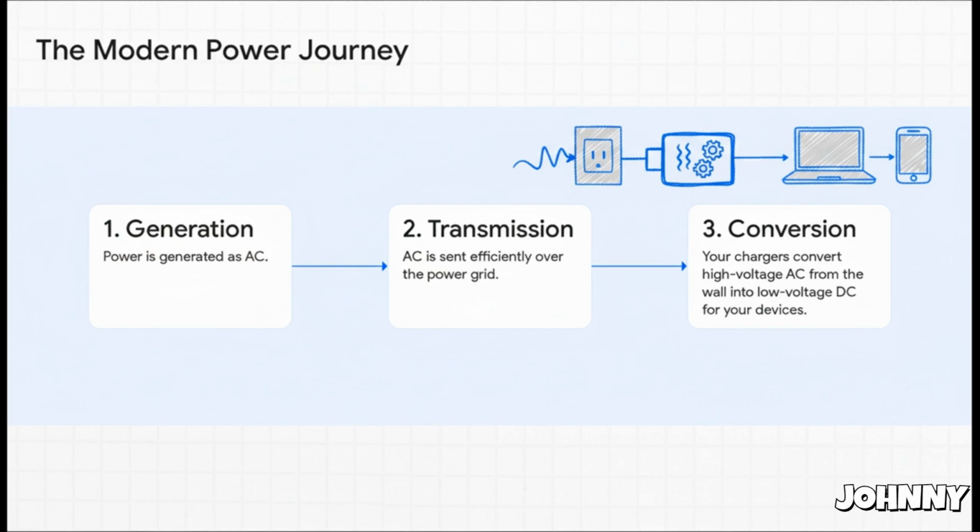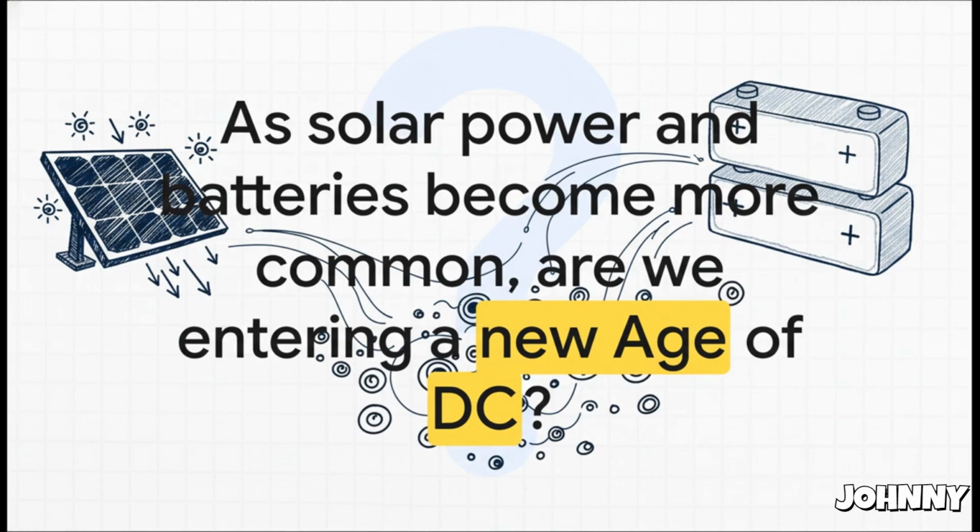It's an essential job. And this amazing system, this partnership born from a bitter rivalry, is still evolving. Think about it. Solar panels, batteries, what do they have in common? They are all naturally DC. So as we rely more and more on these technologies, it leaves us with a really fascinating question. After a century dominated by AC, are we about to enter a new age of DC?